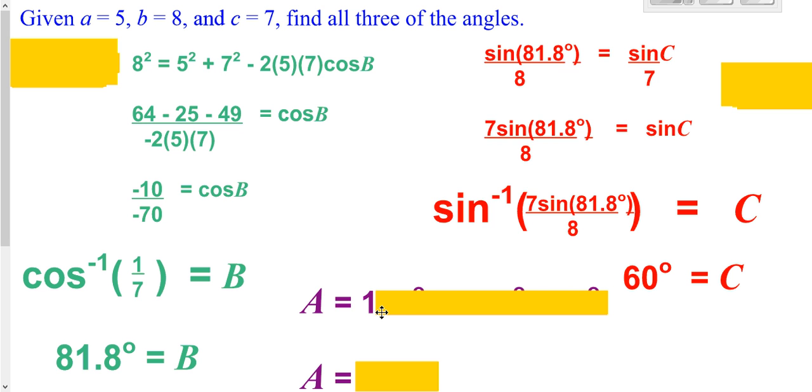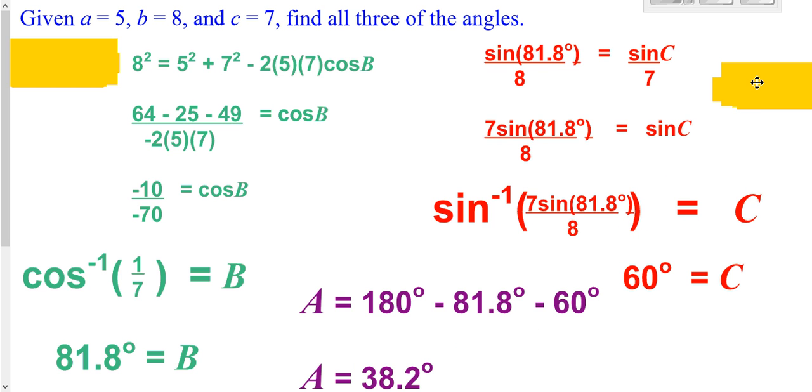Now, we can easily find angle A because we have angle B and we have angle C, and all of our angles add up to 180. So we subtract from 180 and we get 38.2 degrees.